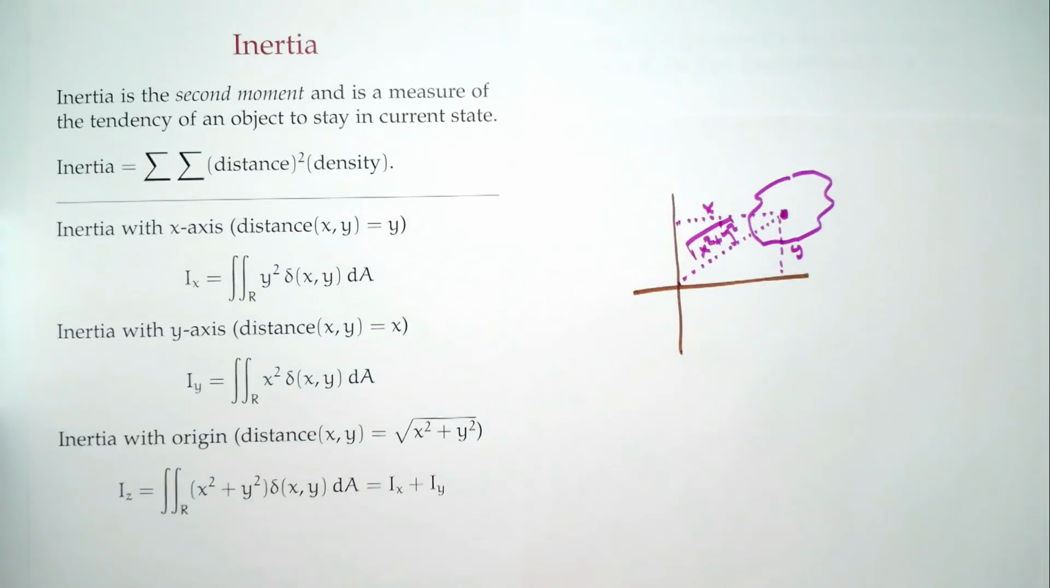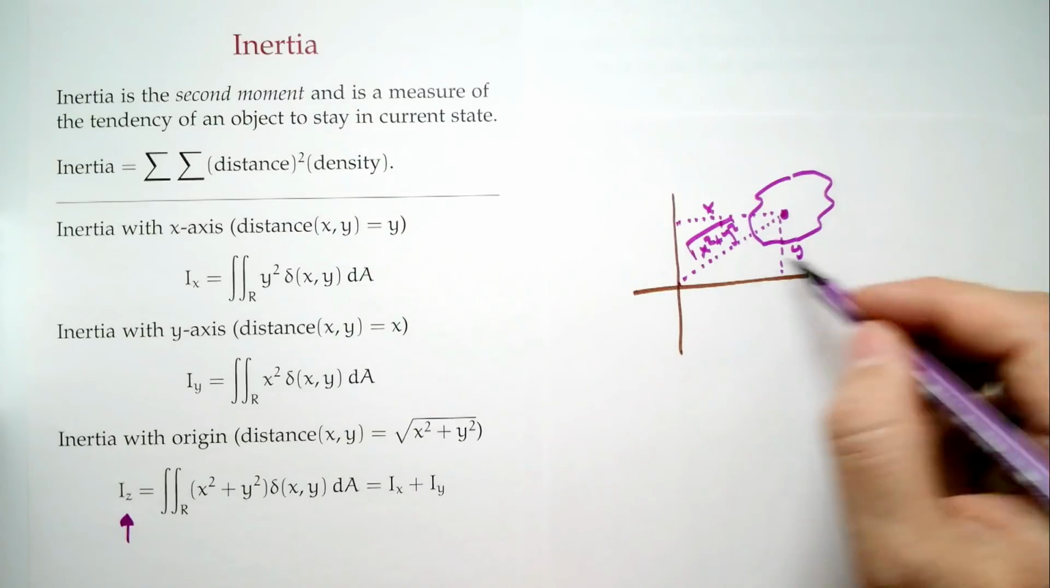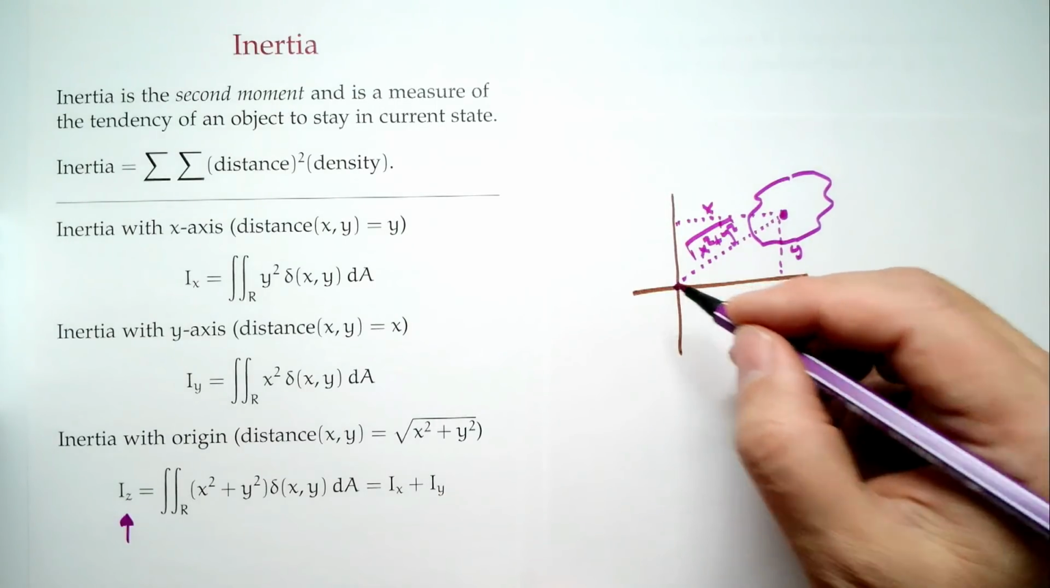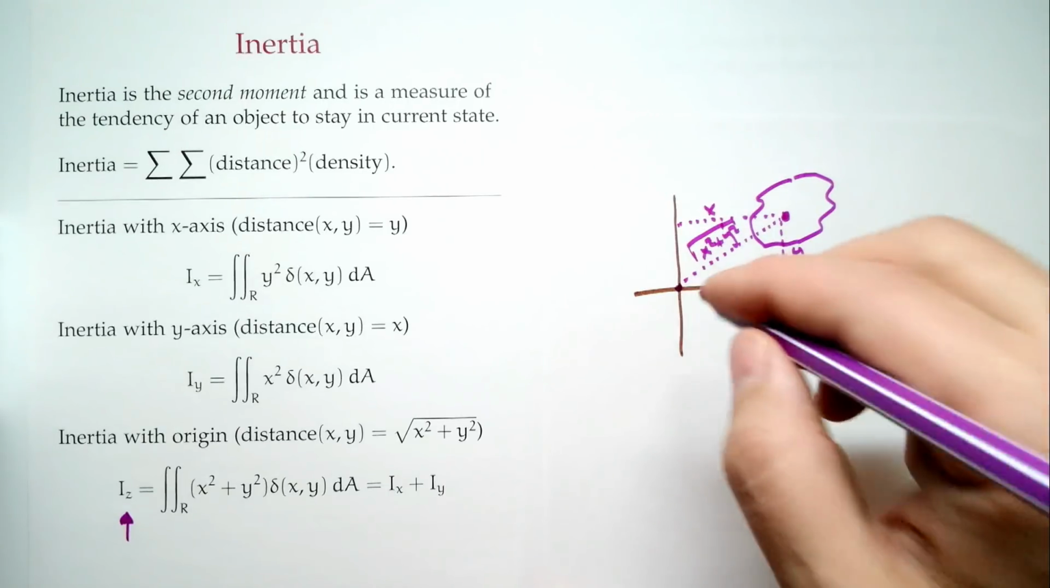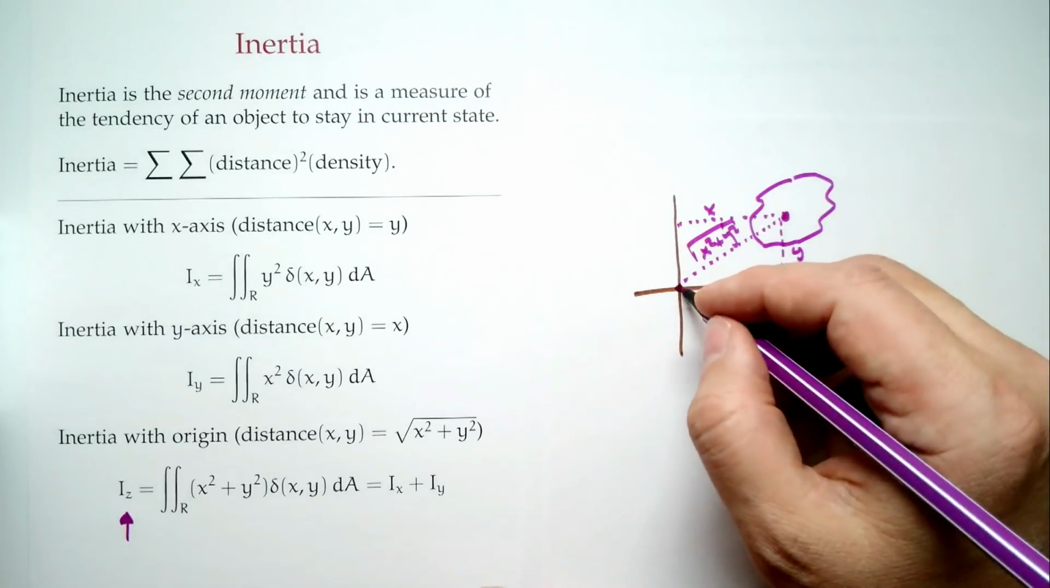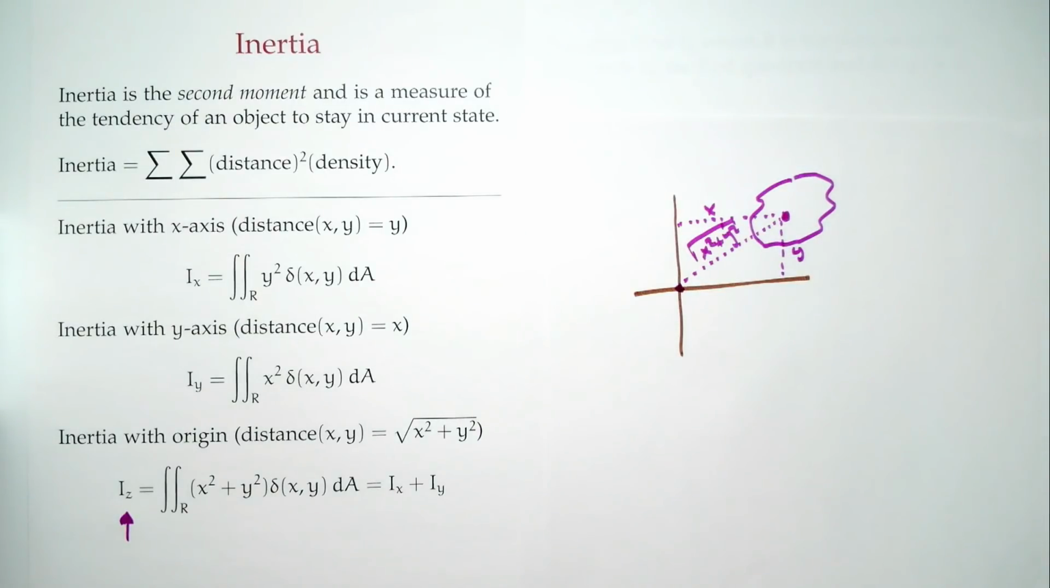Now, you might notice, why is there a z there? Well, one way you can think about it is if we were thinking of this as the xy plane in a three-dimensional setting, the z-axis would be right here. It would be going into that piece of paper. So that's why it's called I sub z. It's the inertia with respect to the origin, or sometimes it's referred to as inertia with respect to the z-axis.